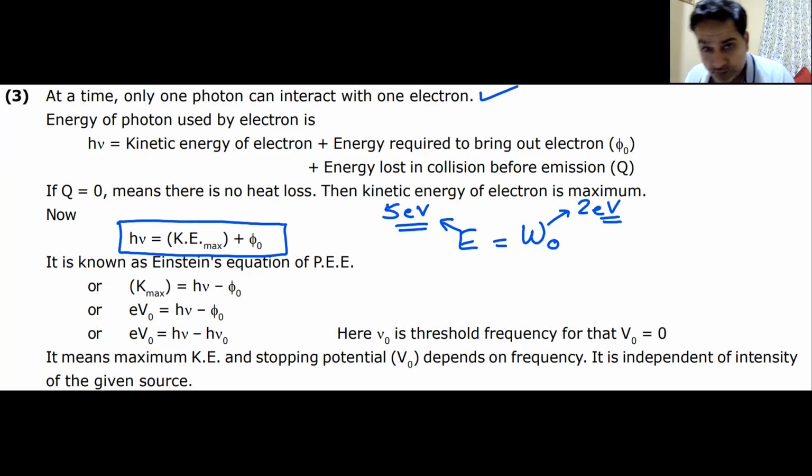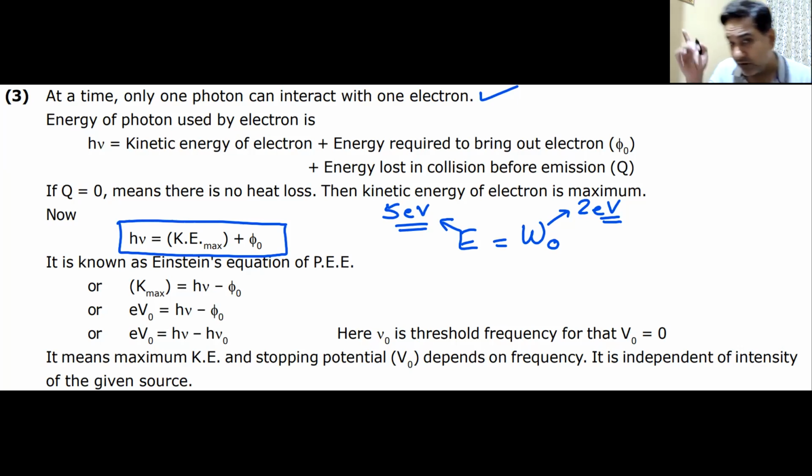Now, here this 5 eV and on the other side there is 2 eV. Energy cannot be created, energy cannot be destroyed, it can always be transferred from one form to another. So now there is some energy that is left. Where will that energy go?